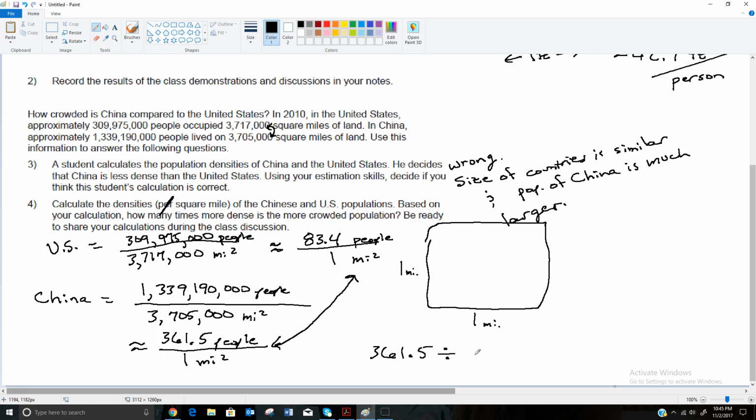So we're going to take 361.5 and we're going to divide it by 83.4 to see how many times bigger the density is in China. So 361.5 divided by 83.4 comes out to be about 4.3. So China has about 4.3 times higher density. I guess you could say it has 4.3 times more people per square mile on average, but I'll just say 4.3 times higher density.